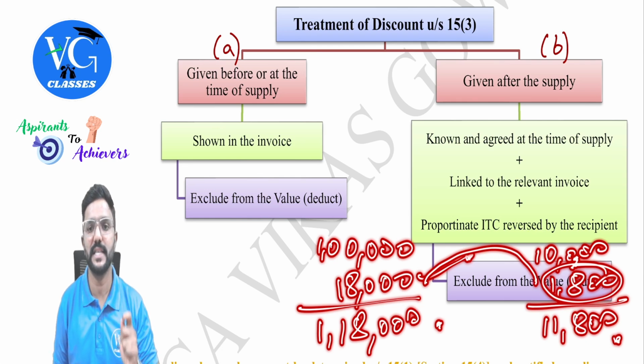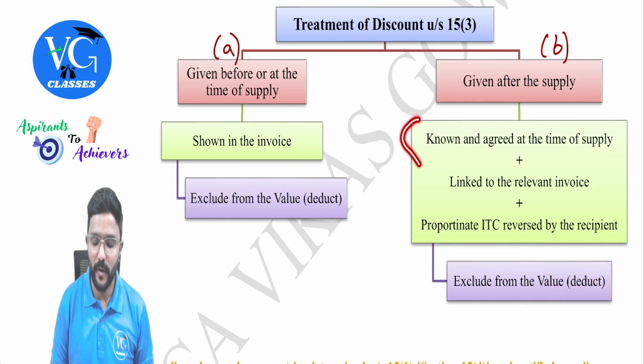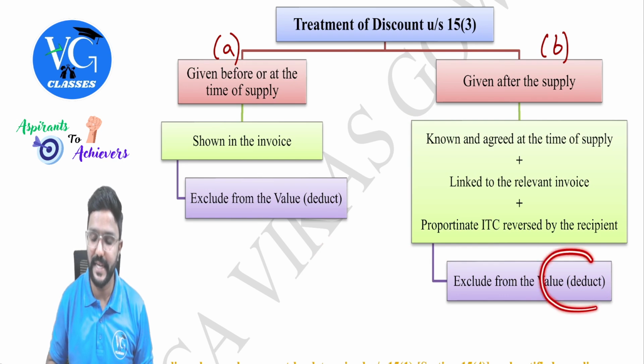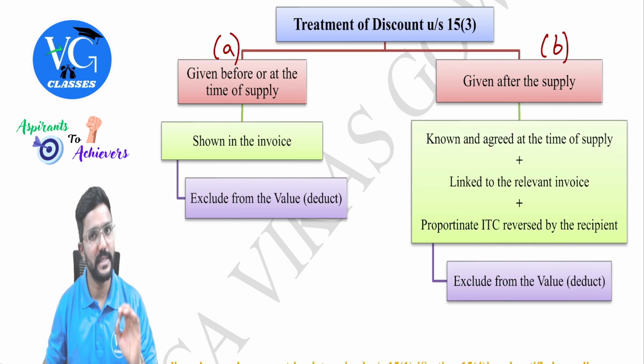Only that much. That is 16,200. Only that much credit he can claim, guys. Who? Recipient. Got it? So if all these three conditions are satisfied, then that discount amount can be deducted while calculating the value of supply, guys. Is that clear?